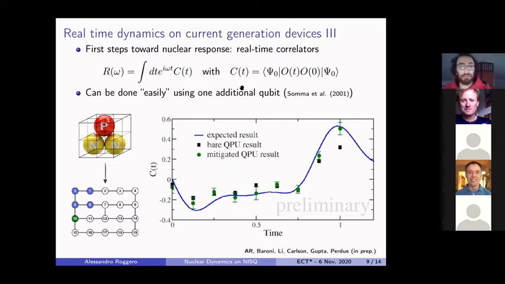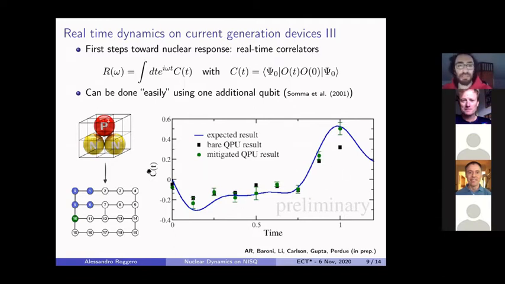The only thing I want to say about this plot is that the black points are the bare results of the QPU, like the black points before. And you see that they are already very, very close to the exact ones. You don't have very large fluctuations like you had before. The reason is that the machine where these calculations were run is more modern and has lower noise. It's also smaller: the machine we used here is actually a 5-qubit machine.